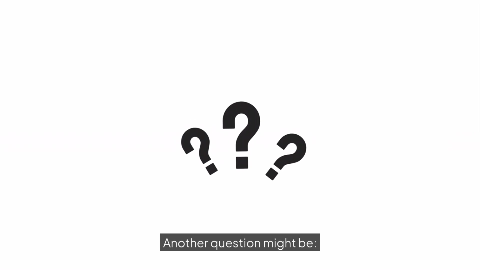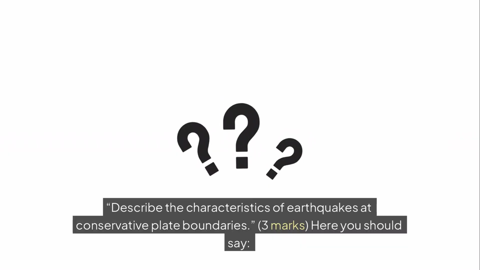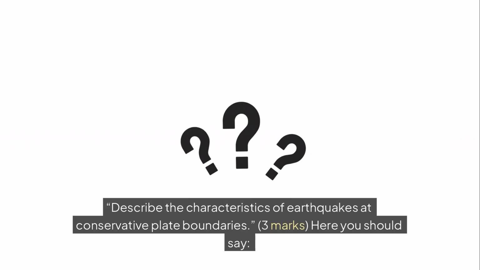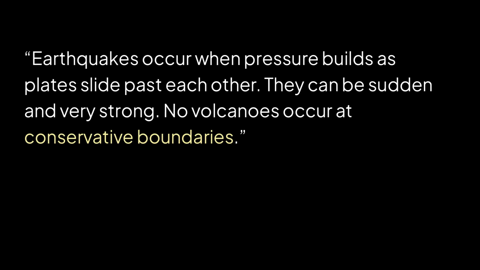Another question might be, describe the characteristics of earthquakes at conservative plate boundaries. 3 marks. Here you should say, earthquakes occur when pressure builds as plates slide past each other. They can be sudden and very strong. No volcanoes occur at conservative boundaries.